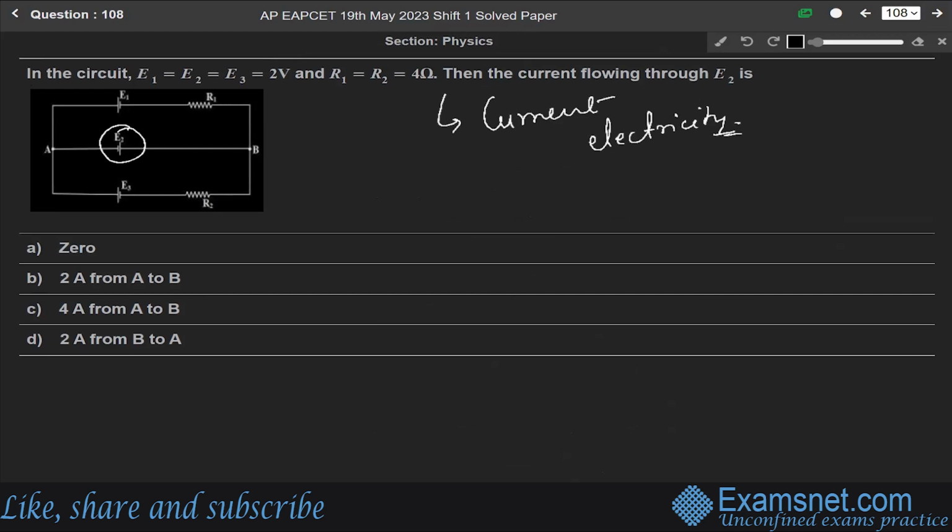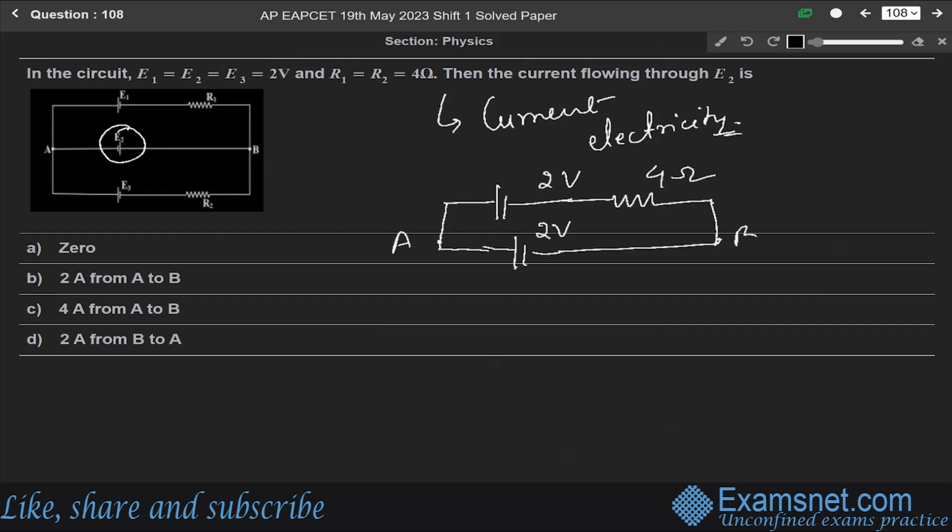Now, E1 is given as 2 volt, and this R1 is given as 4 ohm, and this is point A. E2 is given as 2 volt, and this is point B, and this E3 is given as again 2 volt, and this R2 is 4 ohm. Let us say this is loop A and this is loop B. Now applying Kirchhoff's voltage law in loop A and B.